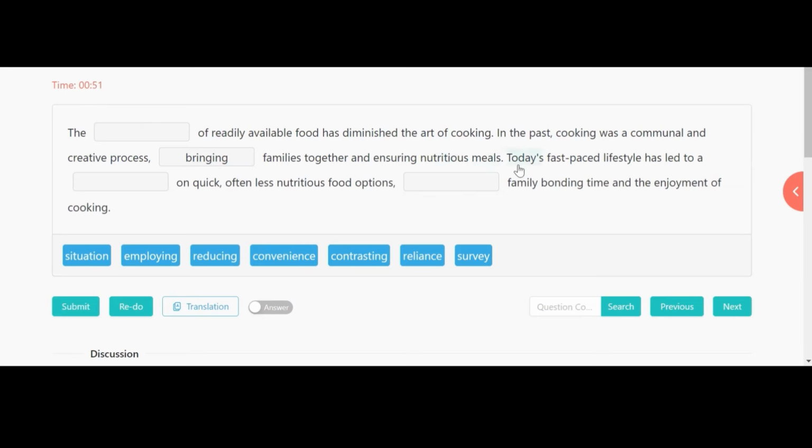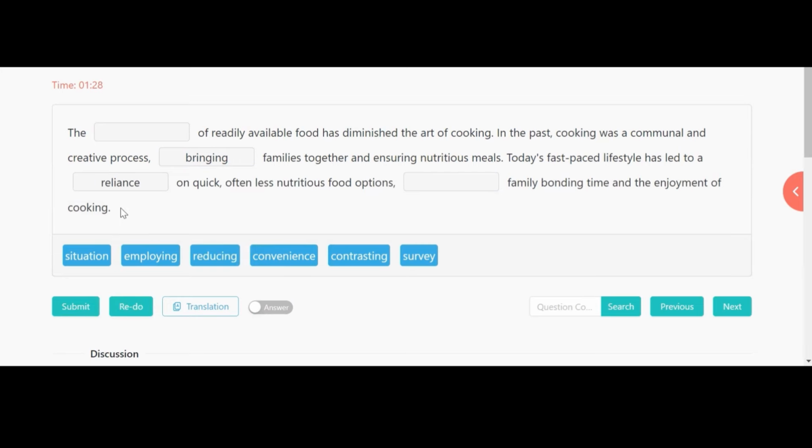Now, the next sentence says, today's fast-paced lifestyle has led to a dash on quick, often less nutritious food options. It can be, has led to a contrasting on quick. That sentence, the grammar doesn't look right. So that was why we chose the word reliance. Reliance is kind of relying on something. It's gotten from the word rely. The base verb there is rely. So if you understand the paragraph, it makes it easier for you to choose the right option.